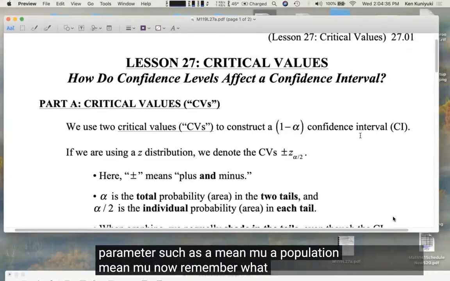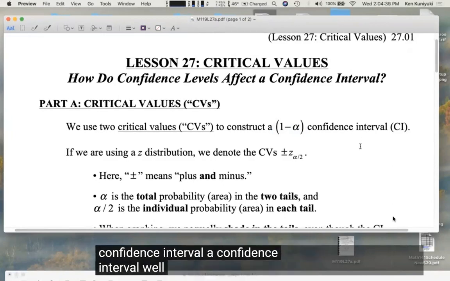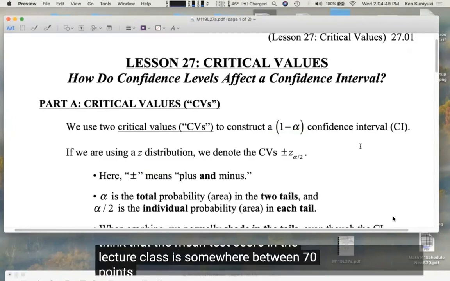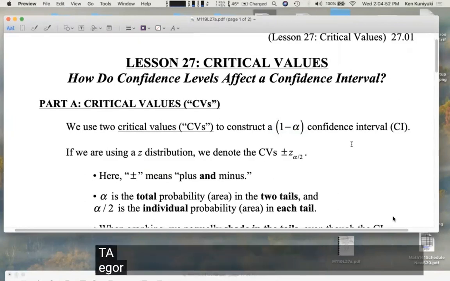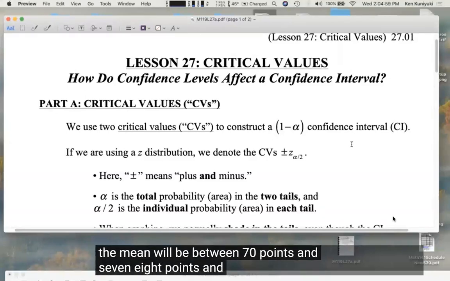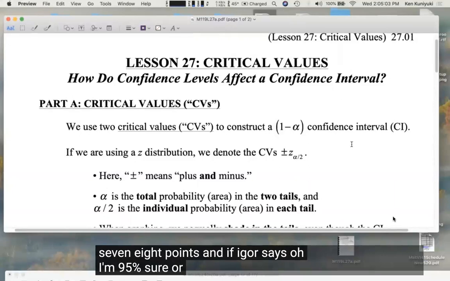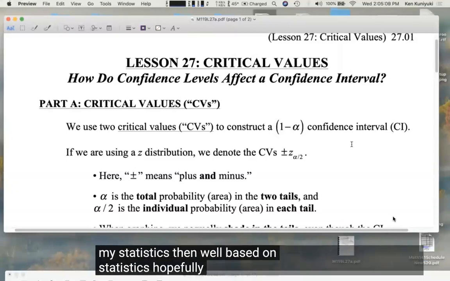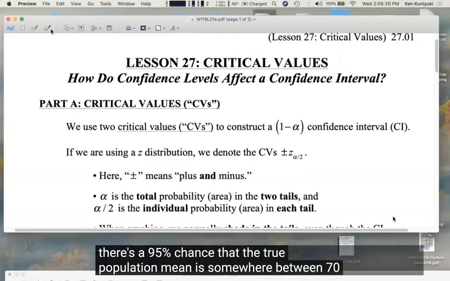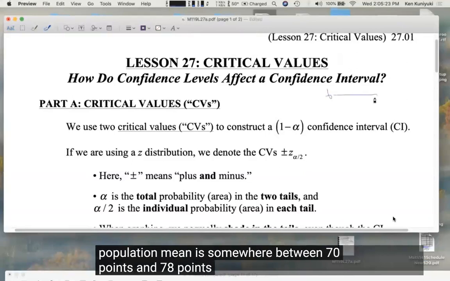Now remember, what makes a confidence interval a confidence interval? Well, an interval estimate is a range of values, like your TA saying, I think that the mean test score in the lecture class is somewhere between 70 points and 78 points. And if you ask your TA, Igor, how sure he is that the mean will be between 70 points and 78 points, and Igor says, oh, I'm 95% confident based on my knowledge of statistics, then there's a 95% chance that the true population mean is somewhere between 70 points and 78 points.